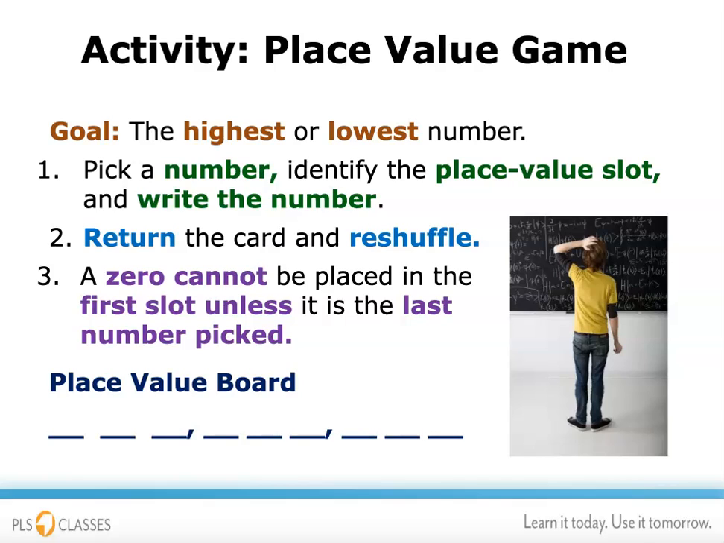The second player from each team should select a number 0 through 9. Continue through each team member until all 9 place value slots have been filled for each team. If your team had the highest number, you are one of the winners. If your team had the lowest number, you are one of the winners.